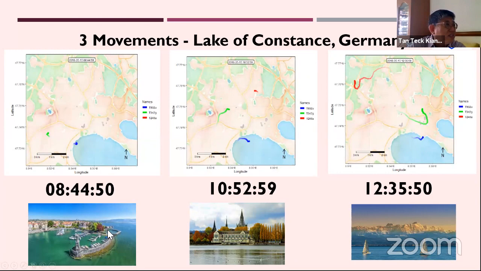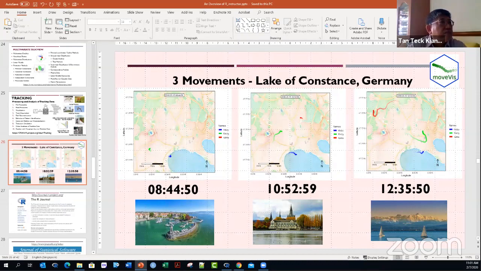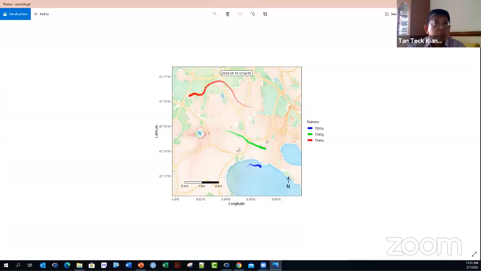This is how the beautiful lakes scenery looks like, and how, two hours back and another two hours later, and then back to 12, the movement of the three simulated animals that move around these lakes. So this is what the package produced. You can see the three there, this is how they move.